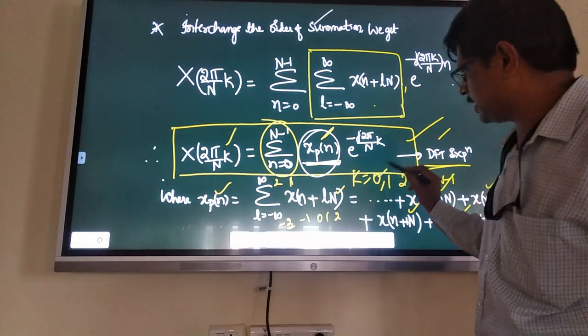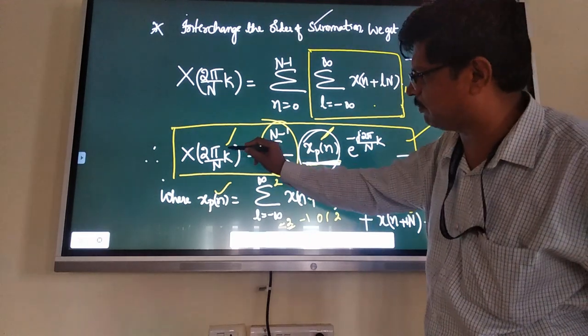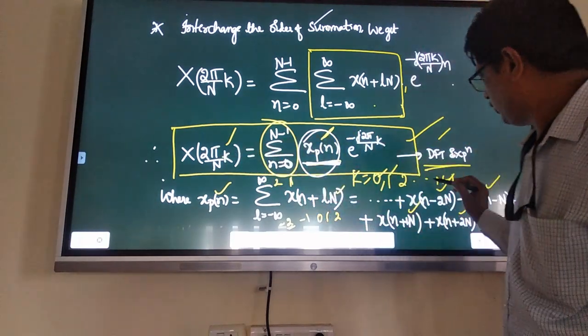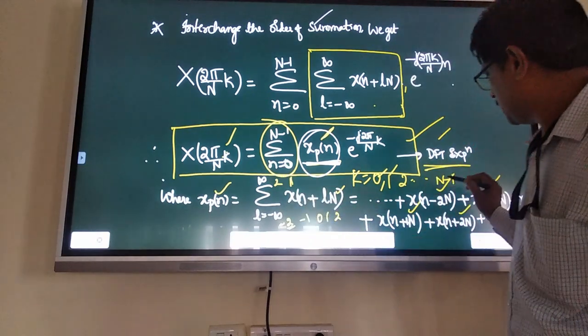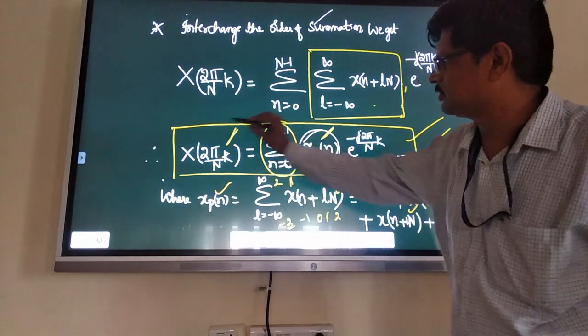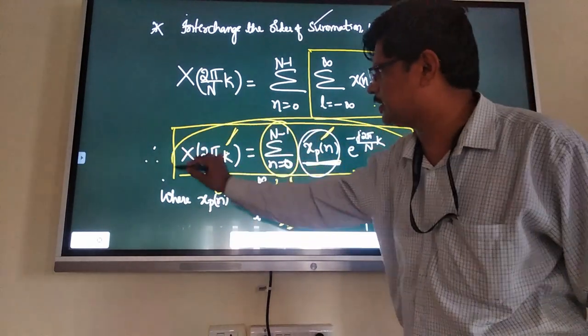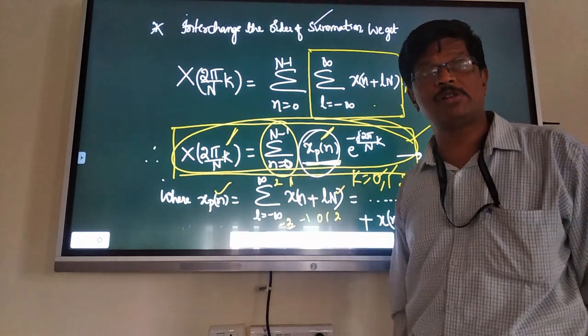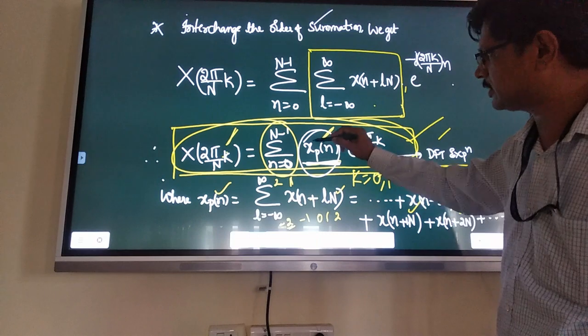Let us say when k is equal to 0, substitute here and you will get the first sample, X(0). When k is equal to 1, the second sample. When k is equal to 2, the third. When k is equal to 7, the eighth sample. Therefore, this is very, very important. This is the derivation of frequency domain samples from the time domain sequence.